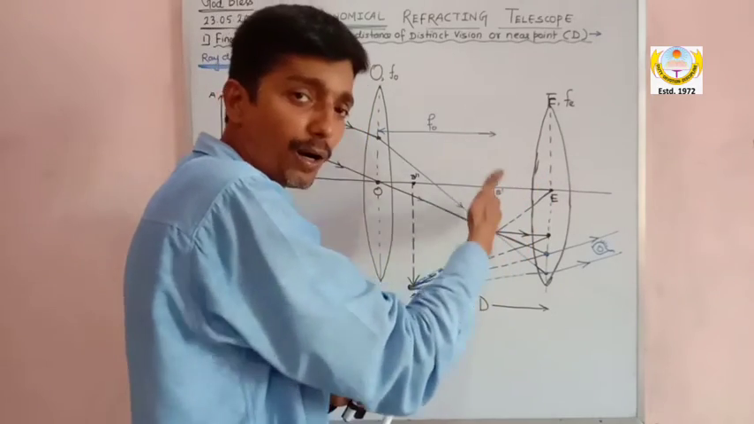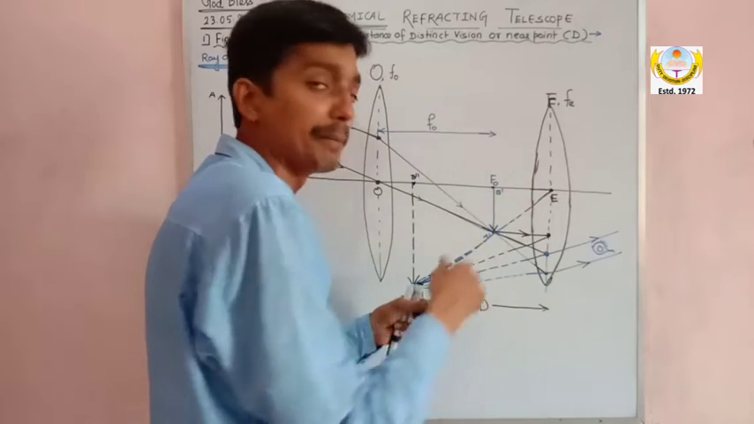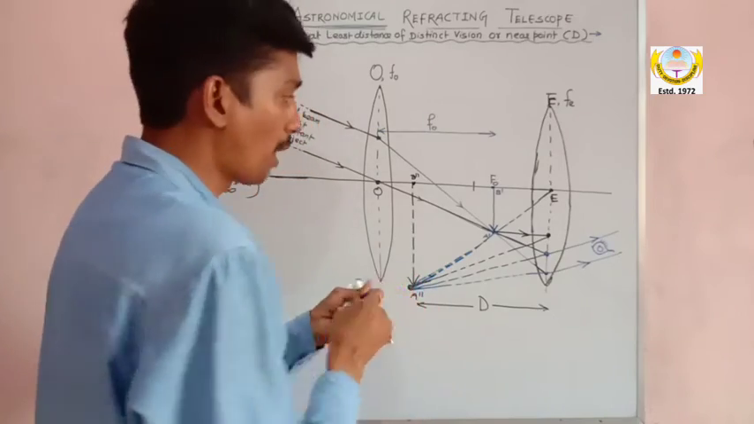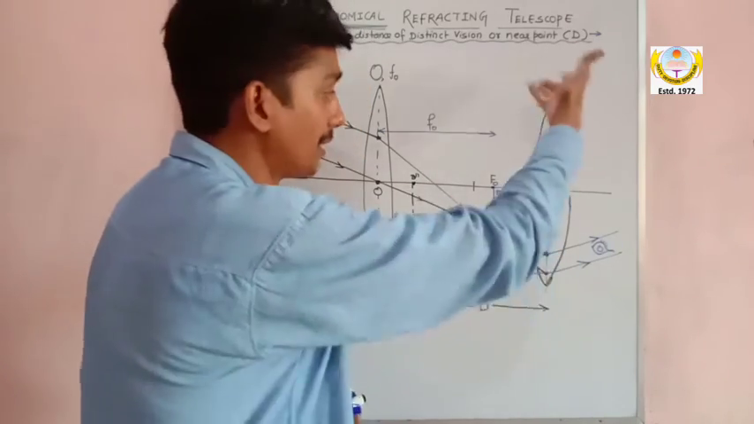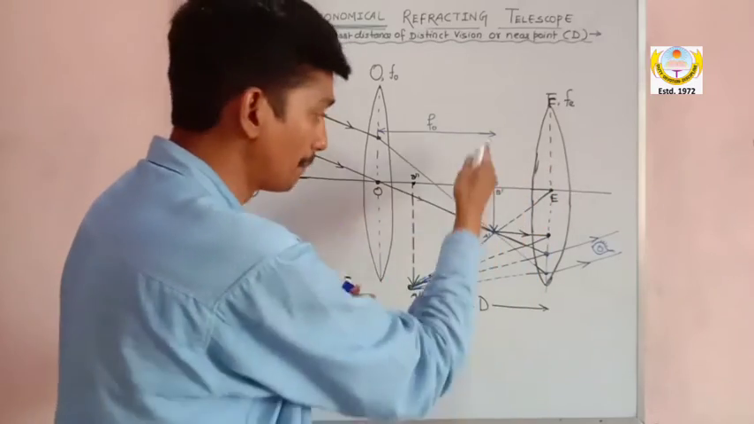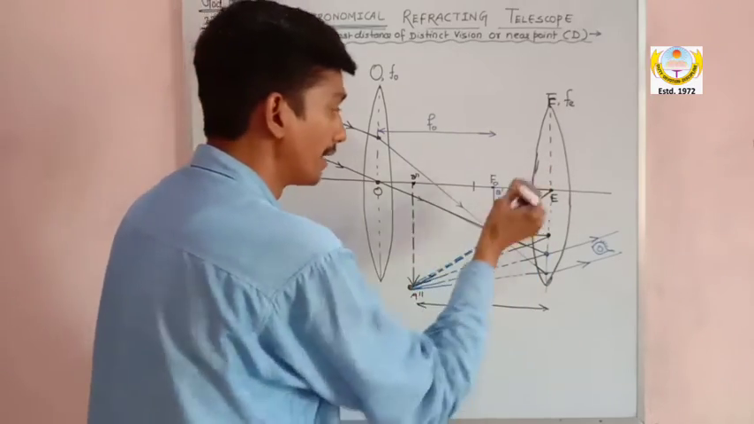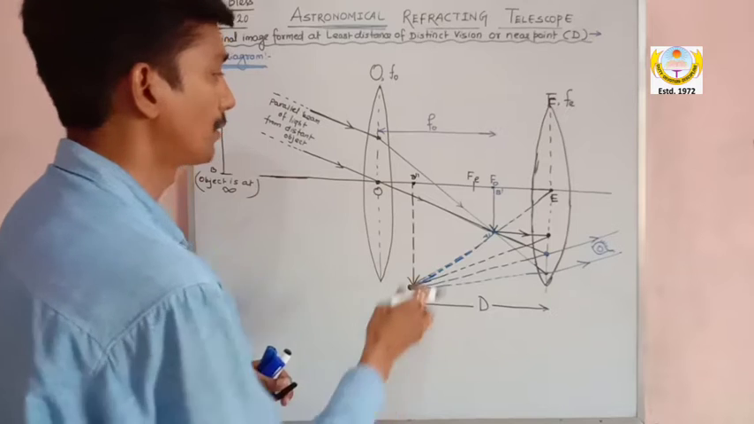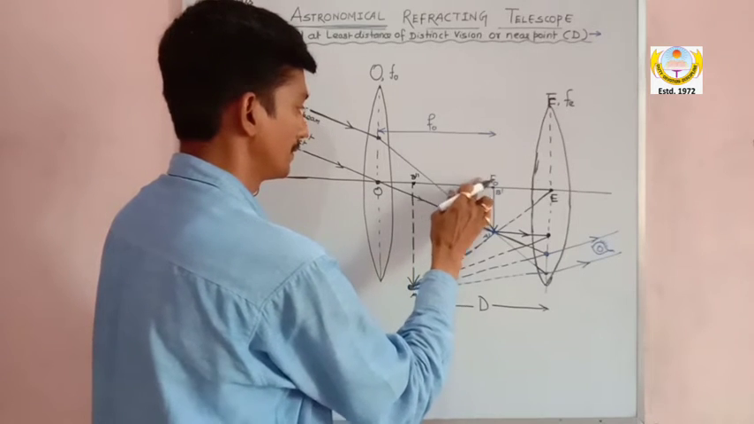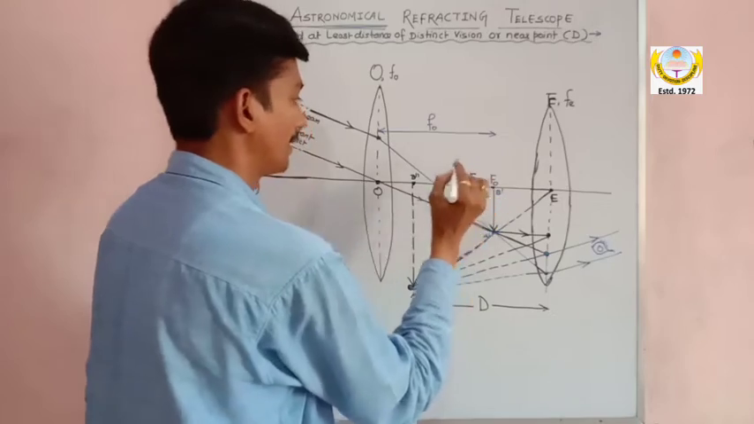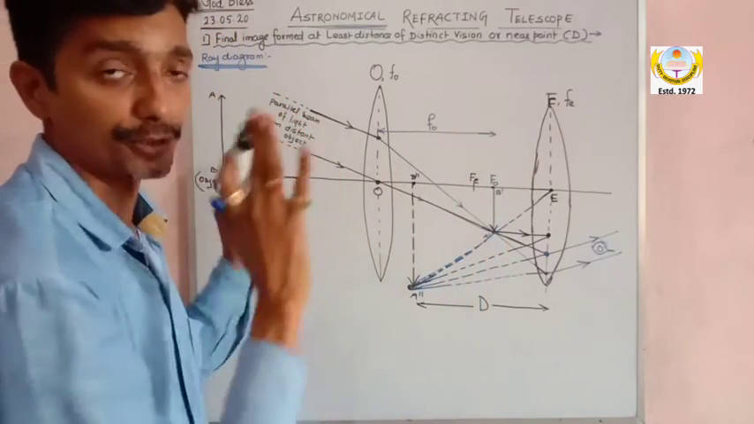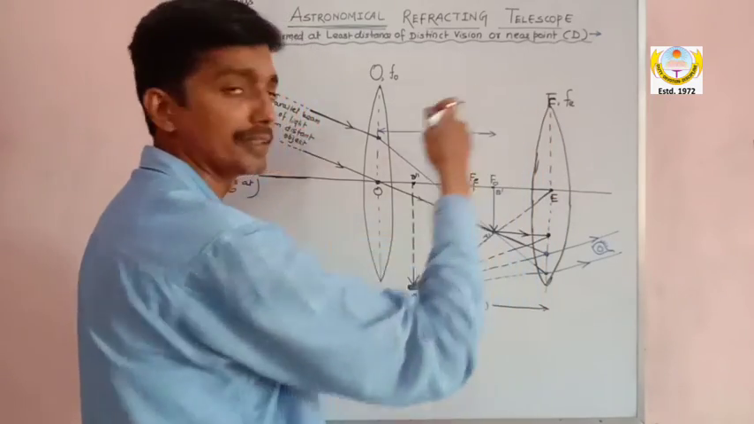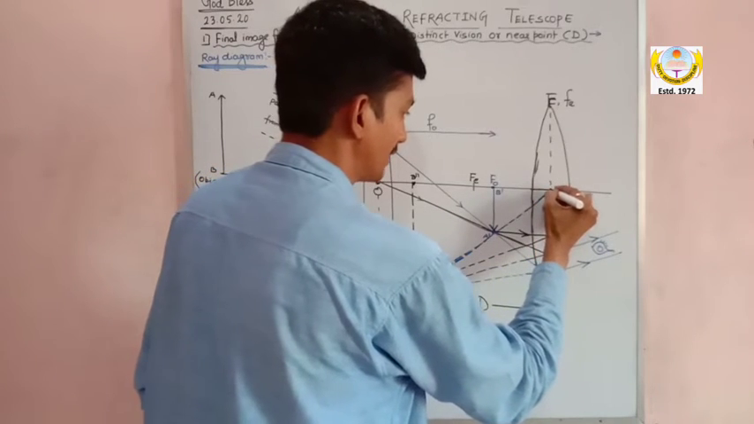I will bring this image A dash B dash, which is the object for the eyepiece, within the focal length of the eyepiece. By adjusting the eyepiece, I will bring this image A dash B dash within the focal length of the eyepiece, my dear. Take care of that. And that I will write in my explanation also. You should write this. So the diagram, you should understand that it is within the focal length of the eyepiece.